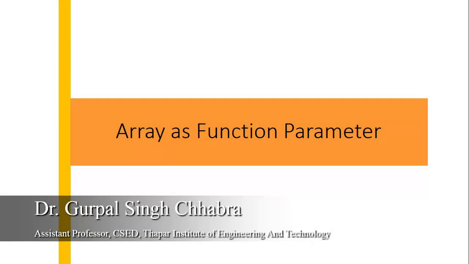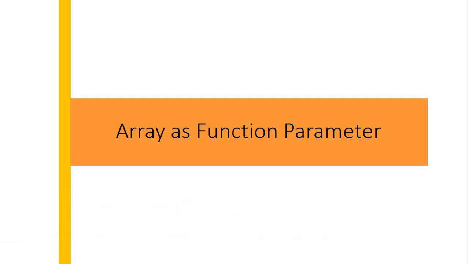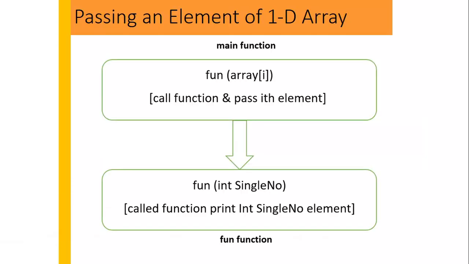Hi, the topic for this session is array as function parameters. We need to see how we can pass arrays or a particular element of an array to a function. In the first scenario, we need to pass an element of a 1D array. Suppose we have a 1D array, or a simple array, in which we want to pass one of its elements to the function. How can we do that?